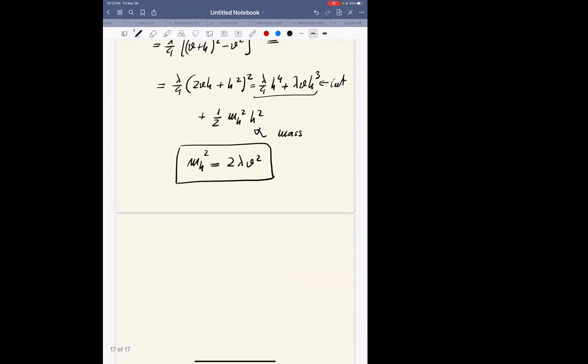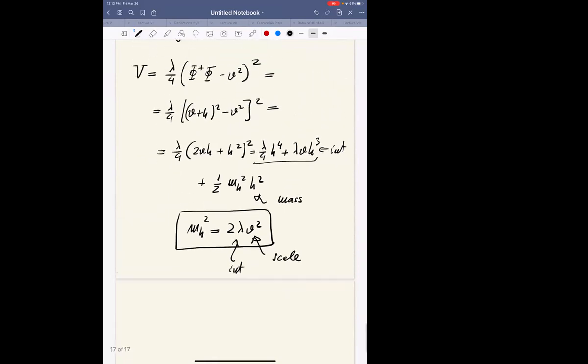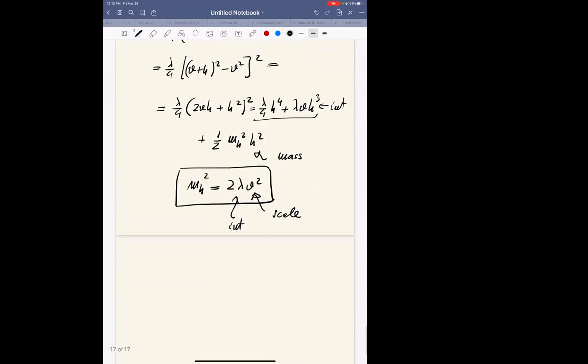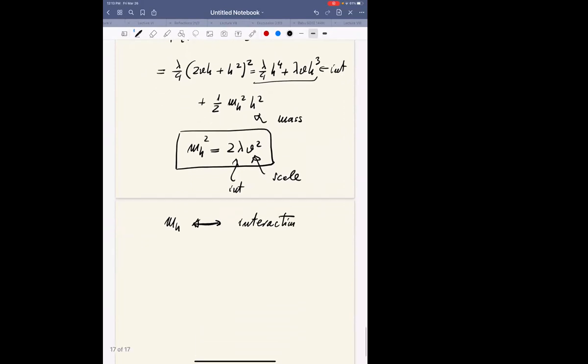It has a generic feature that the mass is proportional to the scale. This had to happen because lambda is interaction. And keep this in mind. People often say that in this Higgs picture, the mass of the Higgs field is not predicted, that it's very ugly, okay? This is not correct. MH is actually, the number is not predicted, but it is related to the interaction. That will be true of any particle in the world.